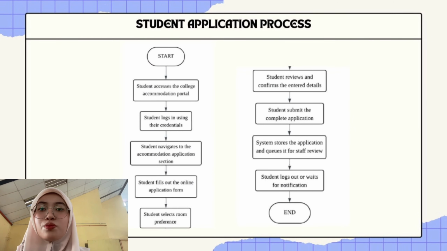The new proposed student application process is quite similar in the beginning. The student logs in and fills out the form. But now there are extra steps. The student can choose their preferred room type. After confirming the details, the system still stores the application and sends it for review, just like before.